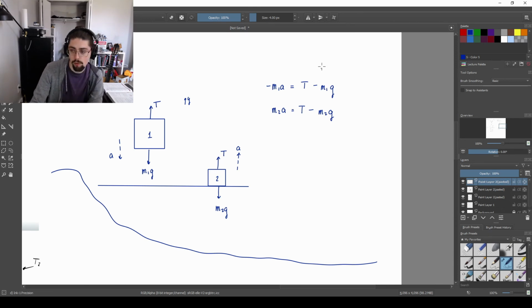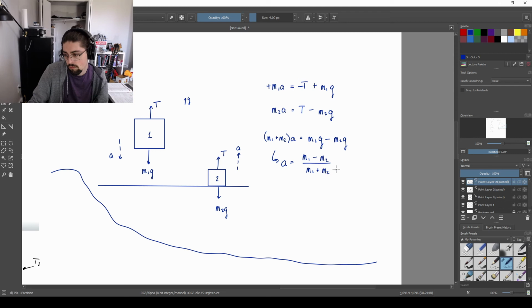Let me subtract one from the other. I'll subtract the top one, so let me swap all of these to pluses, this to a minus, and then stack these two together. Here's what that's going to look like. M1 plus M2 times A is equal to, the tensions are going to cancel each other out, M1G minus M2G. The acceleration then should be M1 minus M2 divided by M1 plus M2, times G.